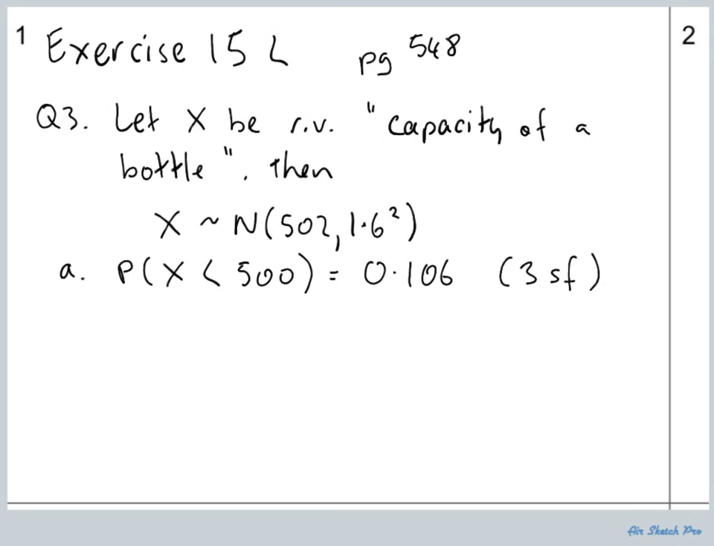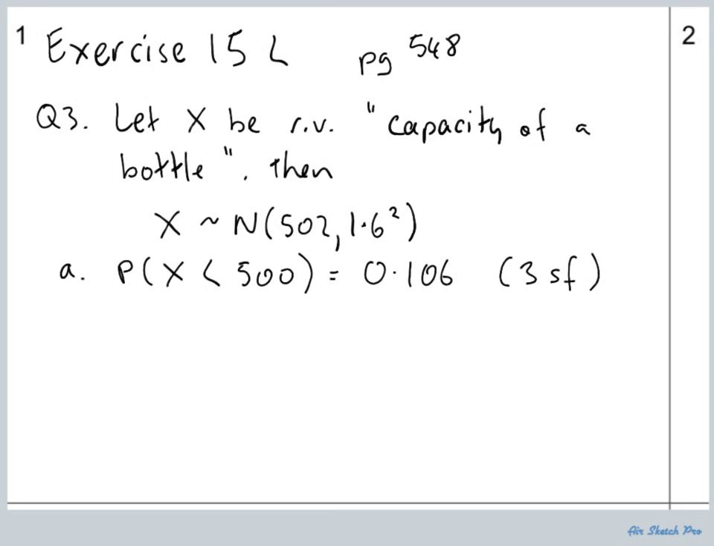Seems pretty high to me. 10% chance of it not being the right capacity. Okay, is that okay so far? Okay, part B.